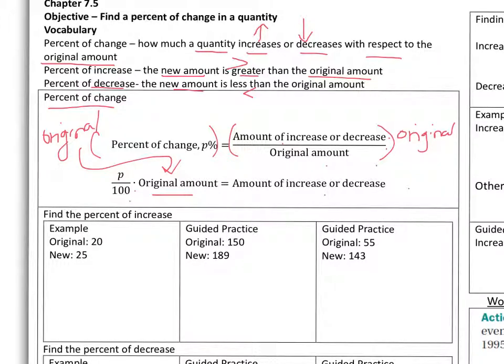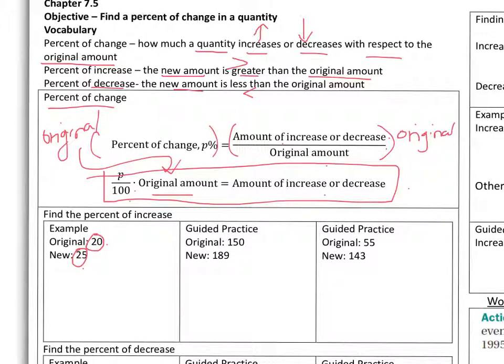Okay, to find a percent of increase, for example, if my original amount is 20 and my new amount is 25, I could use this equation and sub in these values. So I'm looking for the percent. I'm going to write P over 100. My original amount is 20, write equal, and my new amount is 25.